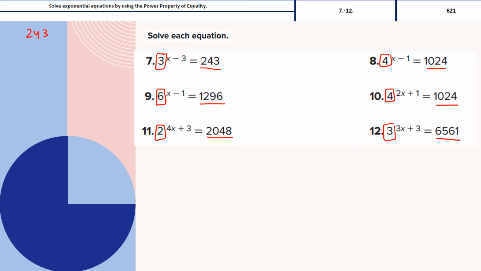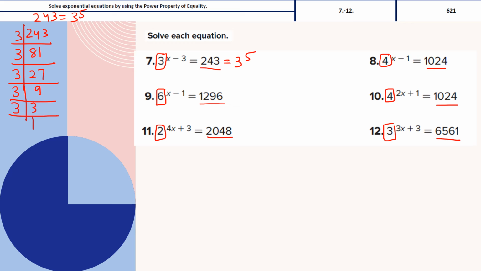So 243, let's start dividing with 3. When we do that, we get 81. Again we do that division, we get 27, again with 3, 9, again with 3, 3 and 1. So how many powers? 1, 2, 3, 4, 5. 5 times. So 243 can be written as 3 to the power 5. That is what I'm going to replace here, 3 to the power 5, before I use the power property of equality.